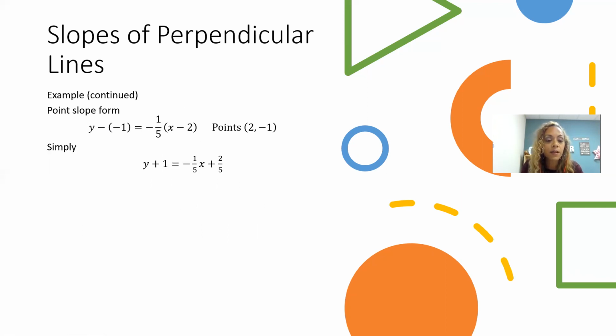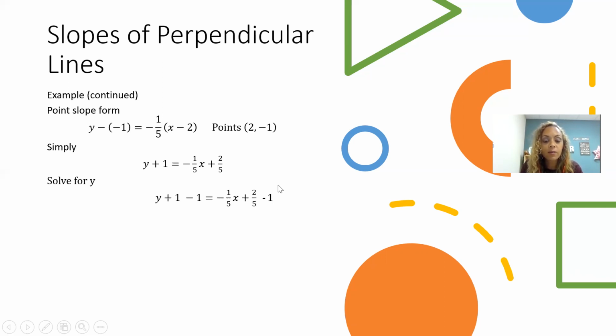So now let's simplify. A minus times a minus is a plus, so we have y plus 1 is equal to negative 1/5 x plus 2/5. Remember, 2 times 1 all over 5. So let's solve for y. We're going to move the 1 to the other side, and we're going to make it negative. So y plus 1 minus 1 is equal to negative 1 over 5x plus 2 over 5 minus 1.